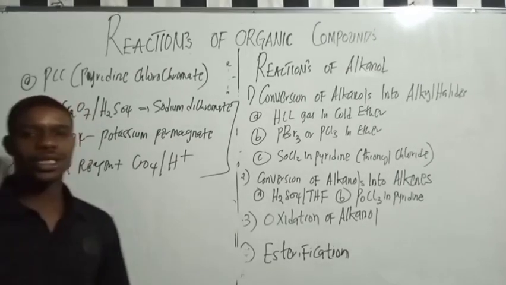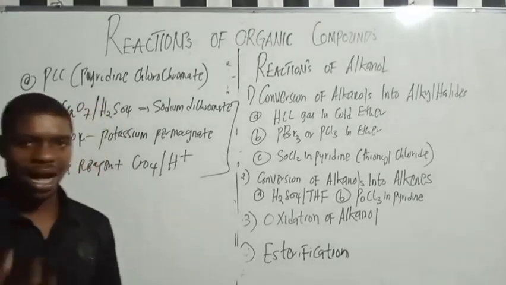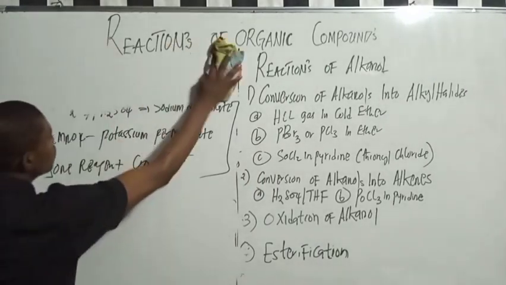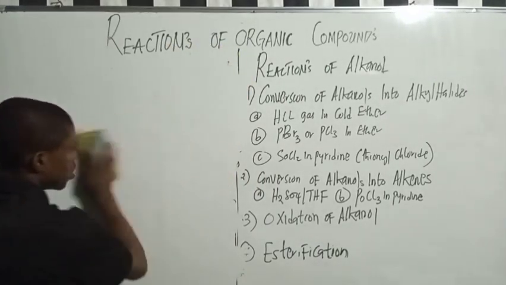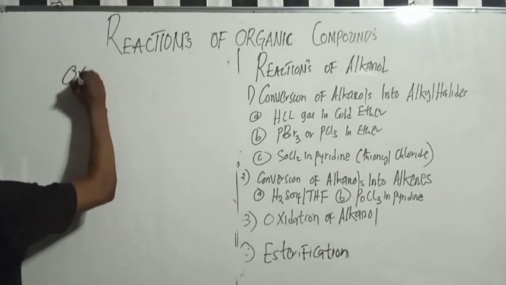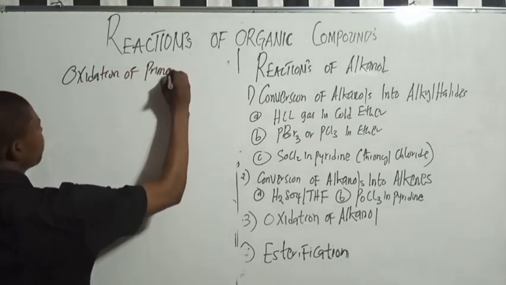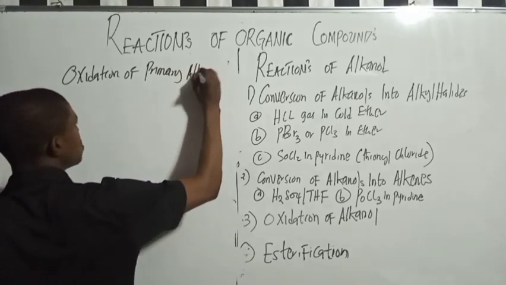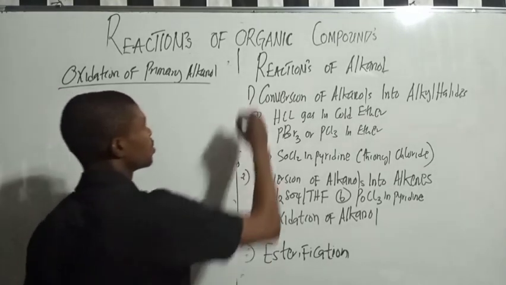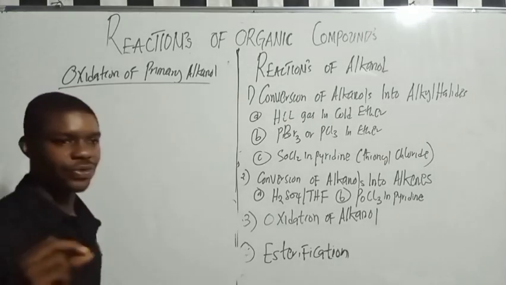So I have to look at the oxidation of primary alcohol, the oxidation of secondary alcohol, and the oxidation of tertiary alcohol. So let's look at the oxidation here. Here look at the oxidation of primary alkanol. When you oxidize primary alkanol, what will be the product of the reaction?